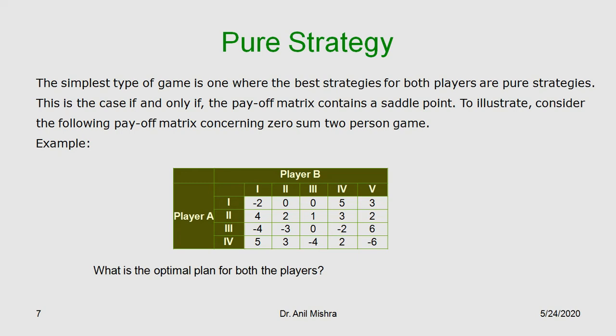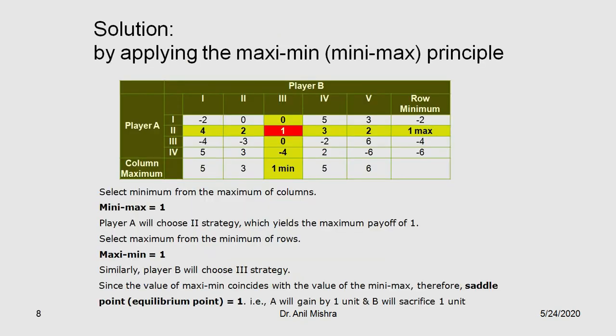As the first row minimum is -2, the second row is 1, the third row is -4, and so on, the fourth row is -6. In the same manner, the first column maximum is 5, the second column maximum is 3, the third is 1, the fourth is 6, and the fifth is 6 respectively.